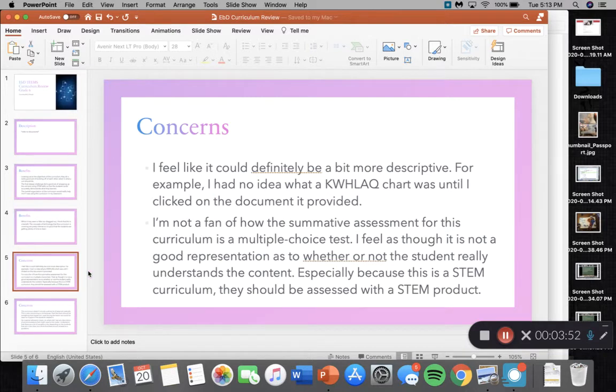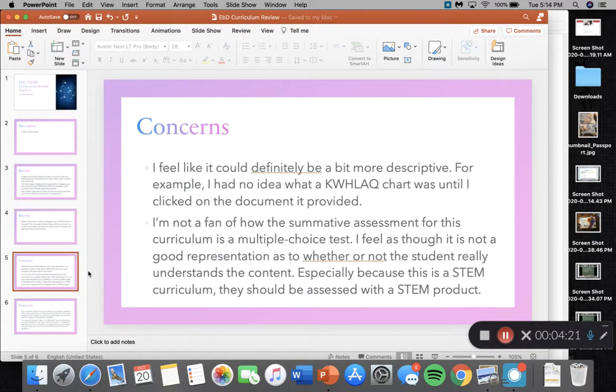Some of the concerns I had, like, it could definitely be a bit more descriptive with some of the things. For example, I had no idea what this KWH LAQ chart was. I've heard of a KWL chart, but I had to click on the link that the document provided to actually see what all the other letters stood for. I just think from a teacher's standpoint, I would want to have that written out in the lesson itself so that I wouldn't have to look at the document, so I could at least have an idea first.